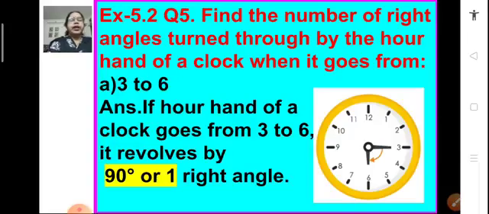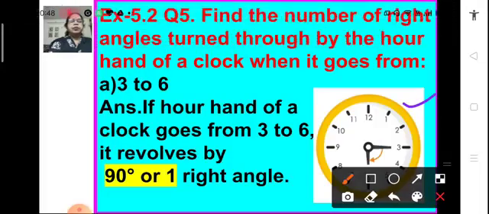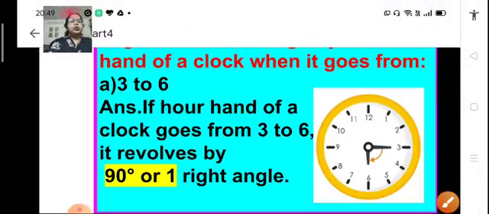Find the number of right angles turned through by the hour hand of a clock when it goes from 3 to 6. So we have to see how many right angles are formed if the hour hand of a clock moves from 3 to 6. So we can see that here in this picture, if the hour hand moves from 3 to 6, it revolves by a 90-degree angle or one right angle. So one right angle is formed here.